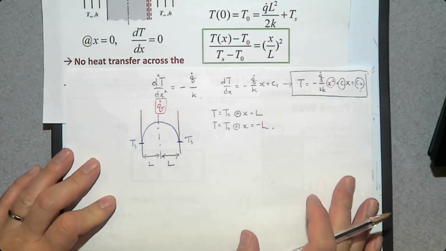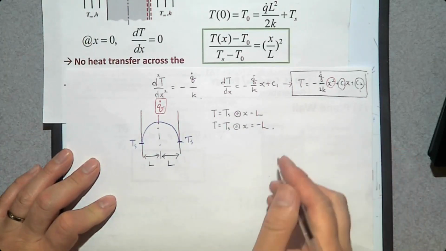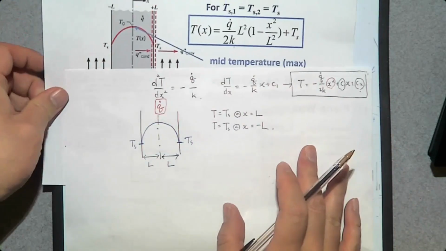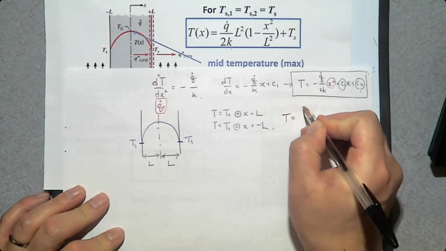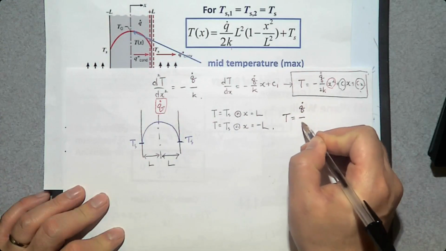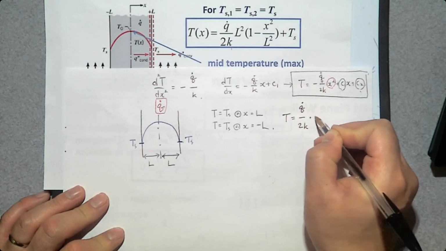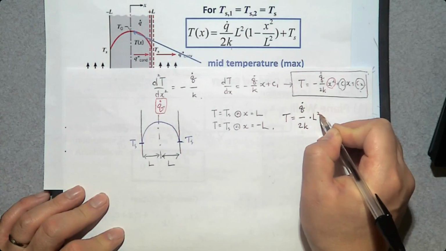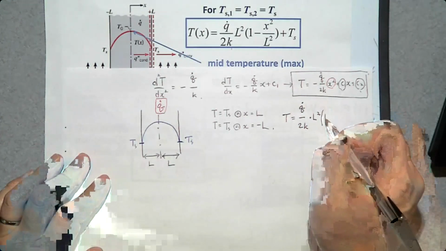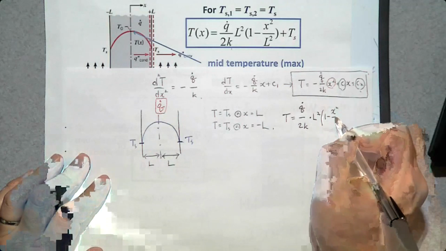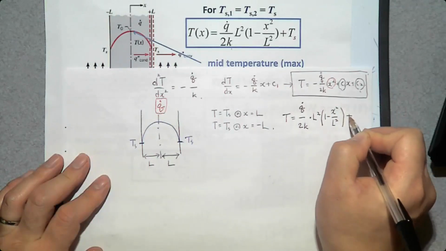then the general solution is going to look like this one. Temperature T is going to be q dot over 2 times k times L squared, where L is, by the way, half of the thickness, times 1 minus x squared over L squared, plus Ts.